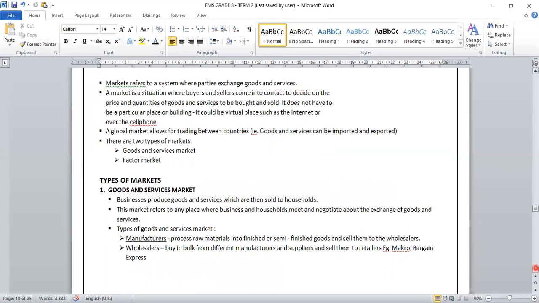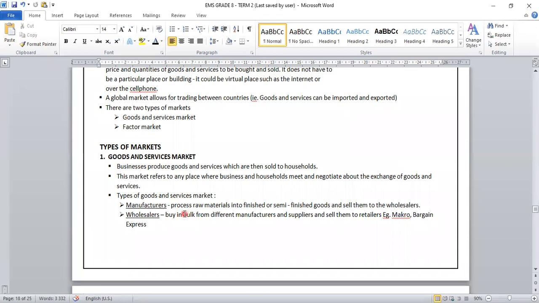So the first one is manufacturers. Manufacturers process raw materials into finished or semi-finished goods and sell them to wholesalers, while wholesalers buy in bulk from manufacturers and suppliers and sell them to retailers. So the wholesalers buy from manufacturers, they buy in large quantities and sell these goods to retailers. For example, Macron and Bargain Express.